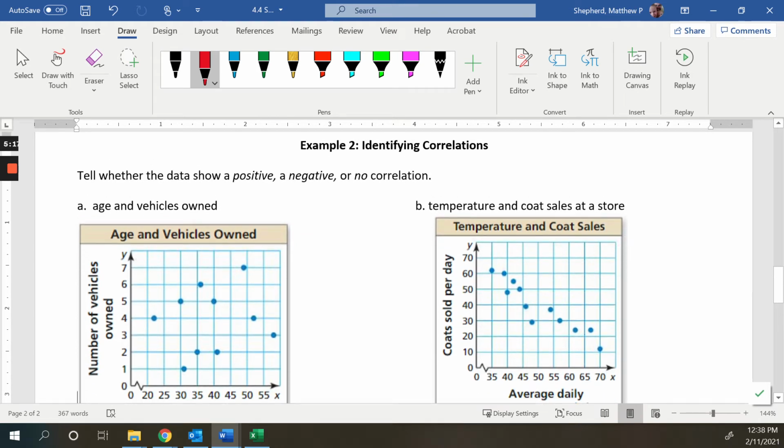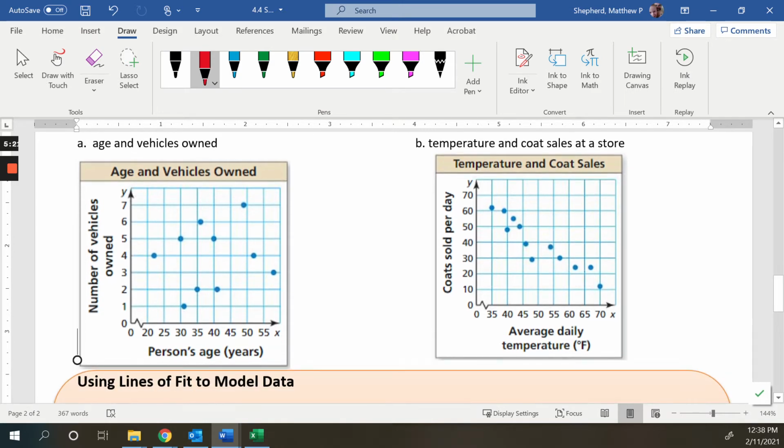All right, so let's just quickly identify some correlations. Just looking at these dots, I don't see much of a clear pattern here. Maybe ever so slightly they seem to be going up, but even that's not very clear. And so I'm going to go ahead and say that there is no correlation here.